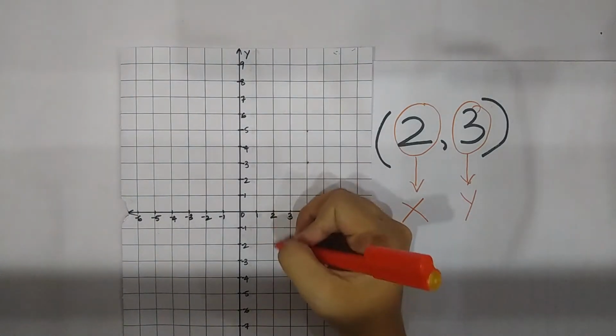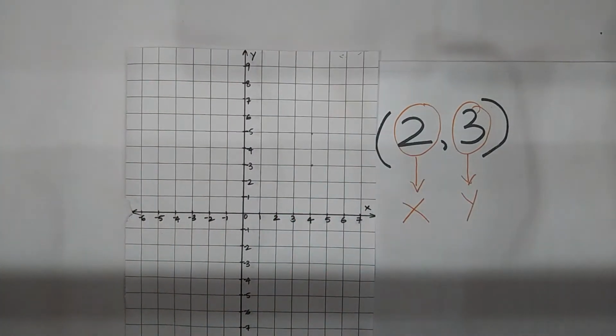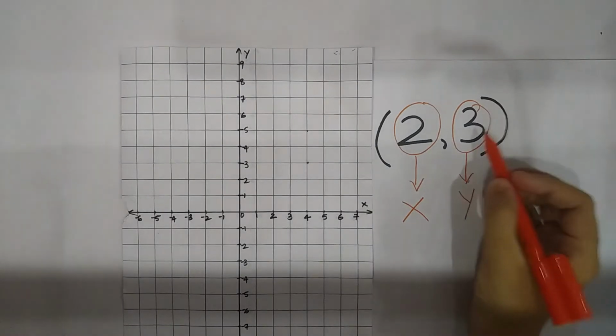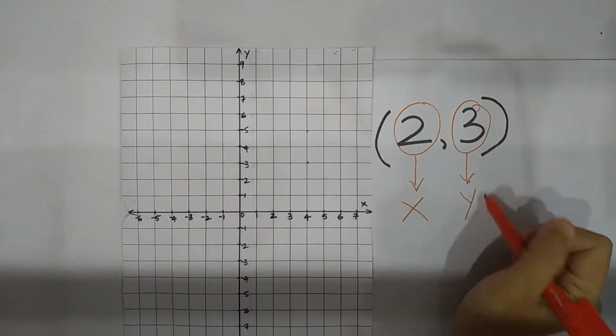Now that we have located our point 2, which is the x coordinate, let us locate the point 3, which is your y coordinate.